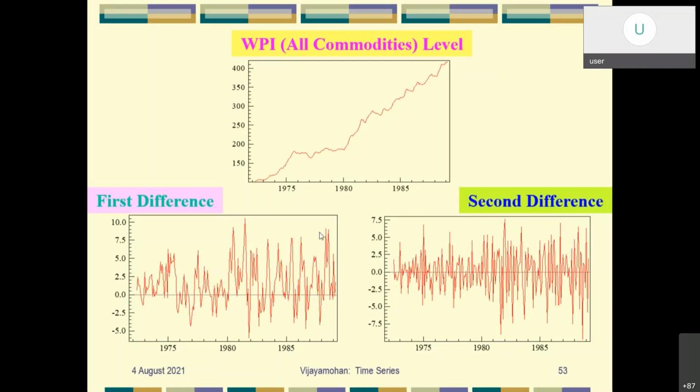Anyway, remember the correlogram or this time series plot need not tell us the true picture. Okay, to some extent the correlogram will, but not the time series plot. So we have to go for, to some extent, the correlogram, and then definitely we have to go for the unit root test to find out how many unit roots we have.